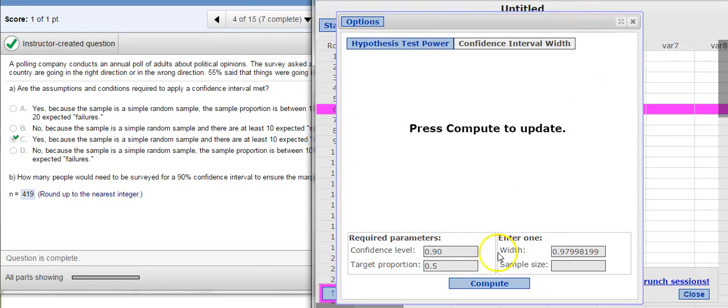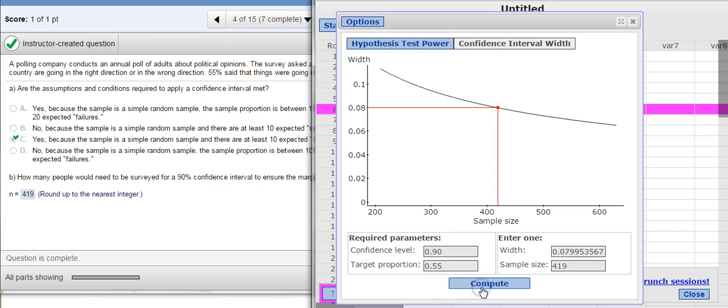Let's come back. 0.08. And the target proportion is just the sample proportion. So let's put in 0.55 and just compute. And you get the sample size right here.